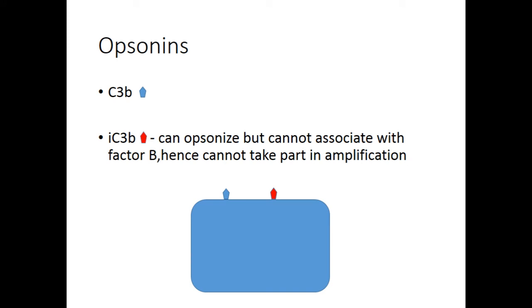Now another thing that you may want to know is C3B can be hydrolyzed into inactive C3B or iC3B. Inactive C3B can still opsonize. It doesn't lose its opsonizing function, but it cannot take part in the amplification process. That is why it is called inactive C3B. It can still be a good opsonin, but it cannot amplify the pathway.